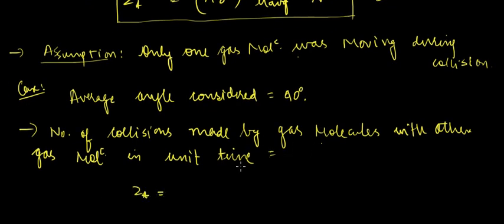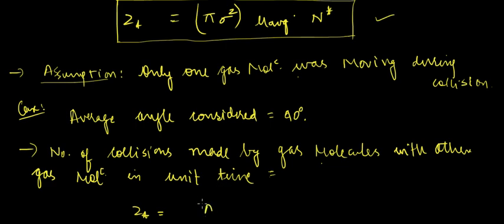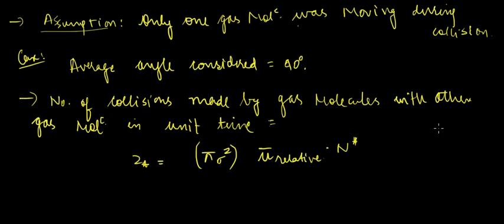Z star, just deriving from the above form, would be pi sigma square. The cross sectional area of collision won't change. Now it would be U average relative. Previously it was only U average because the other gas molecules were at rest. So in this case it would be U average relative into N star. And when two molecules are colliding at 90 degree, U relative would be root 2 times U average. Just did some vector algebra over here. So this would be Z star.